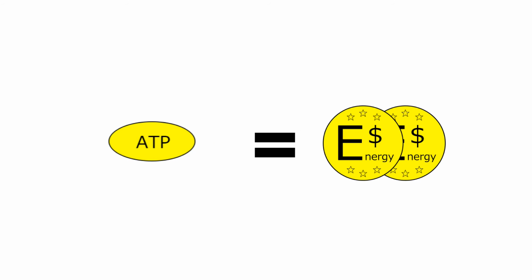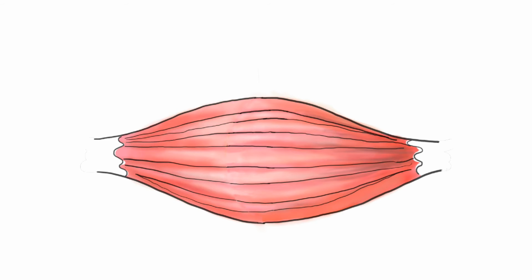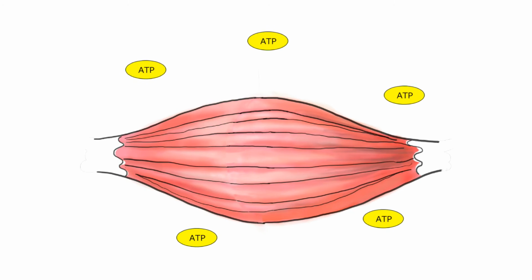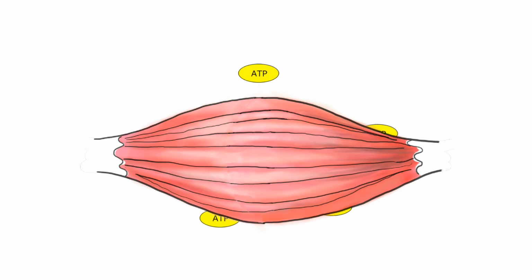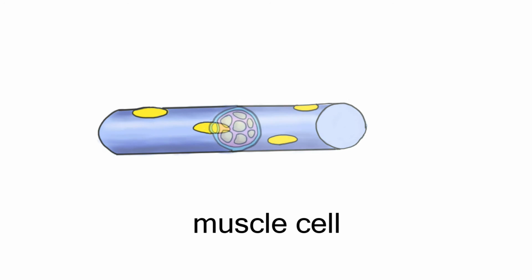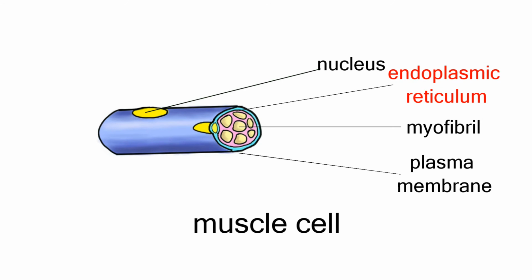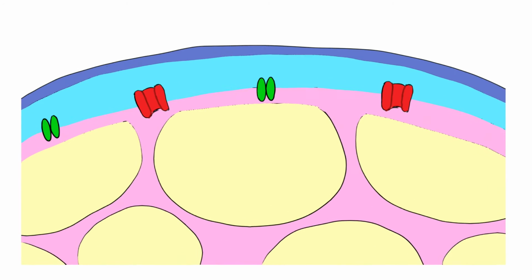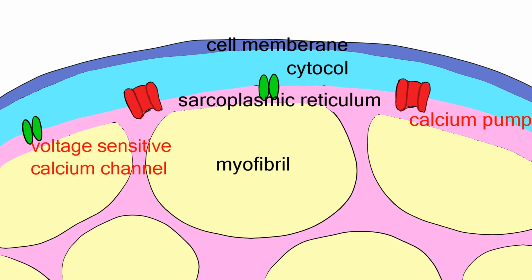Remember, ATP is kind of like molecular currency, containing chemical energy, and your muscles are all about converting chemical energy to motion, so they are always hungry for more ATP. Muscle cells also have their own version of endoplasmic reticulum, the cell's transport and storage system. But in this case, it's specialized, so it gets a special name, the sarcoplasmic reticulum. It is loaded with calcium pumps which use ATP to save up a bunch of calcium ions.